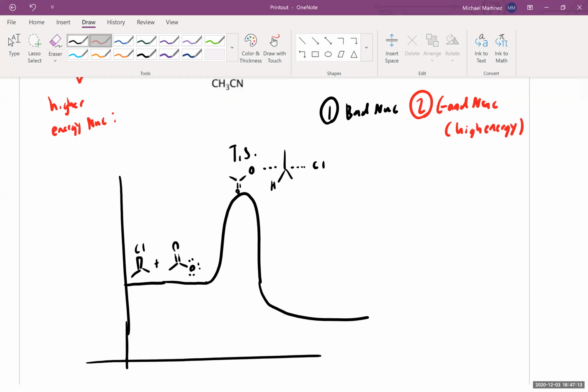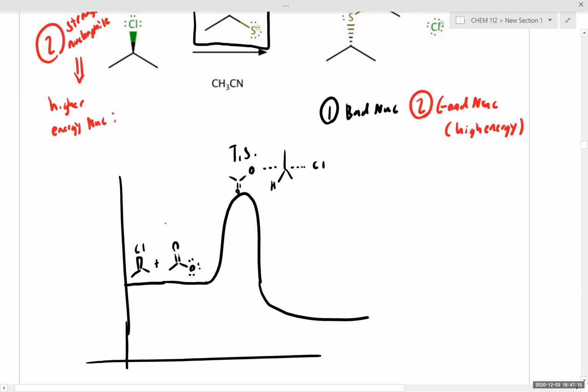Now, if we have a good nucleophile, should I draw my reactants higher or lower in energy? What does everyone think? If I have a higher energy nucleophile, should I draw my reactants higher or lower in energy? Higher, yep. Okay, we have our substrate. We have our better nucleophile. It's higher in energy.